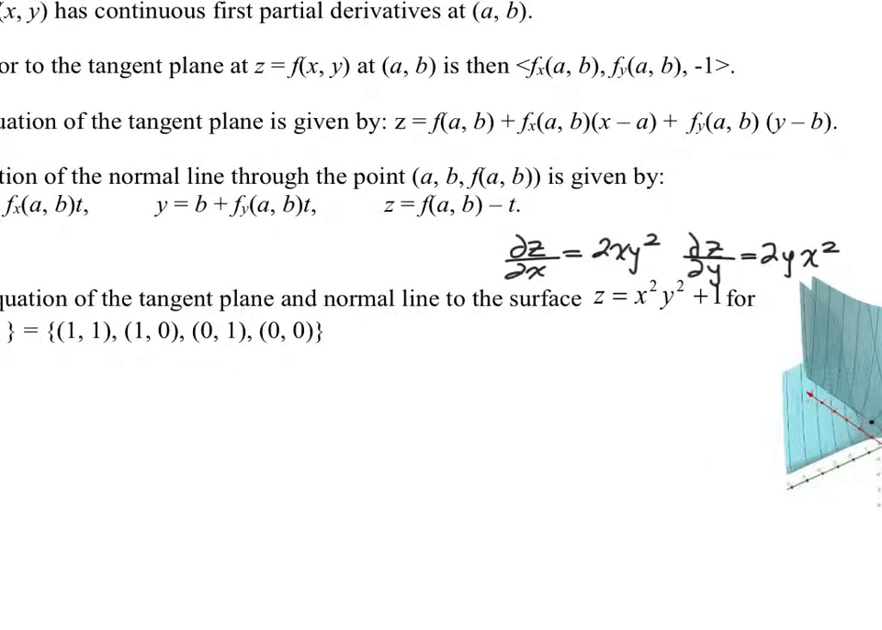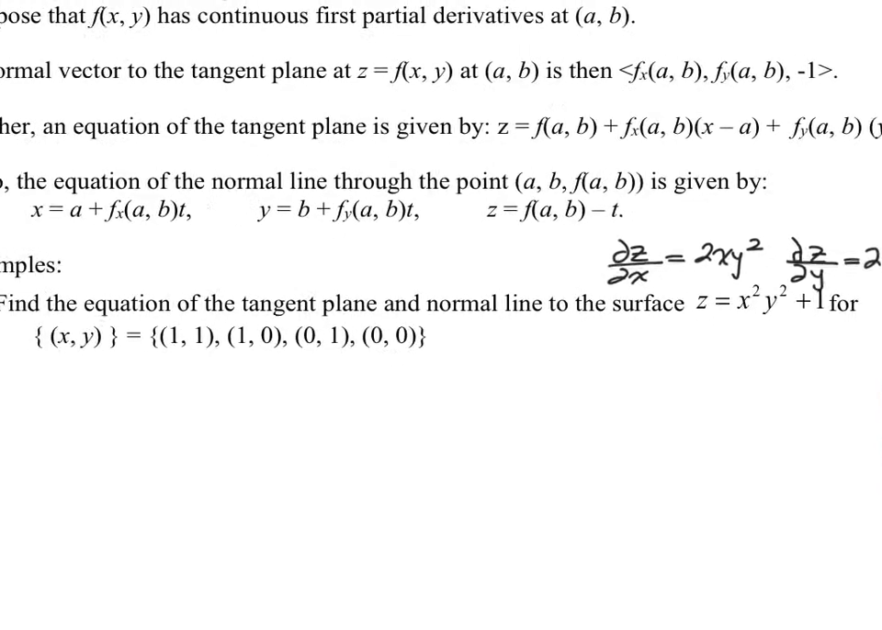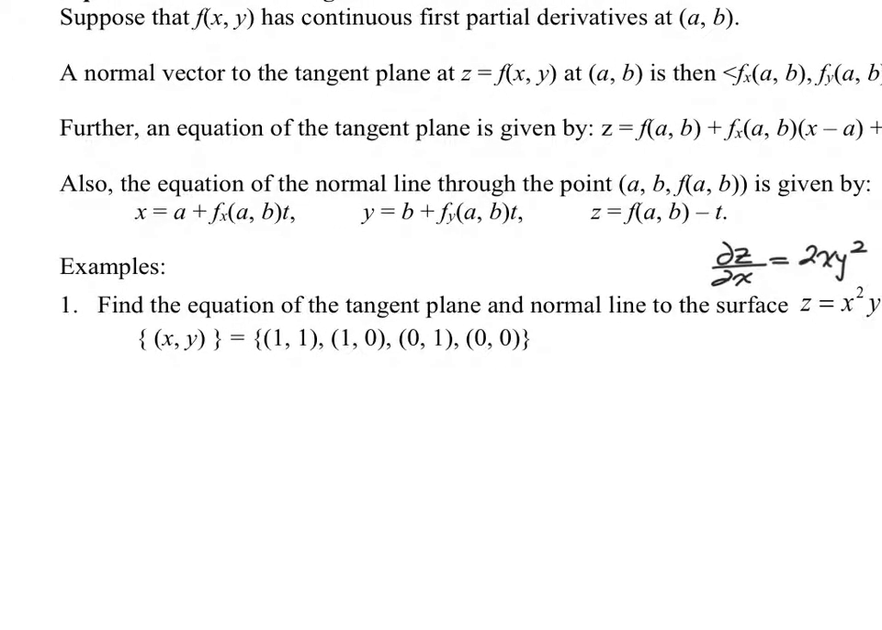In both cases, whether it's the tangent plane or the normal line, all we're doing is evaluating our partials for the particular coordinate. Which is not hard. All right, so let's take a look at 1, 1. So at 1, 1, we have an a value.